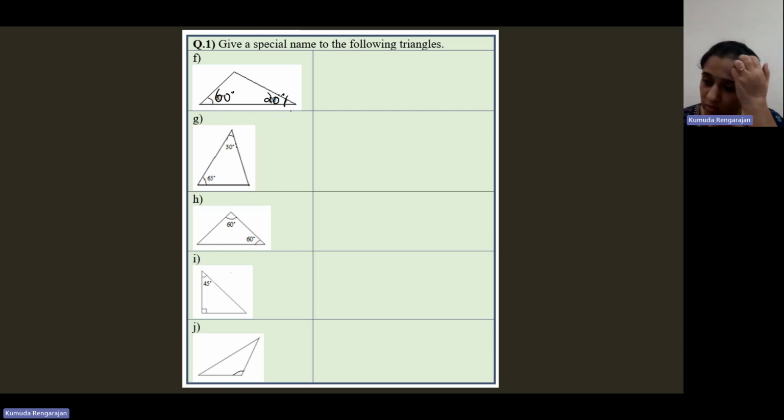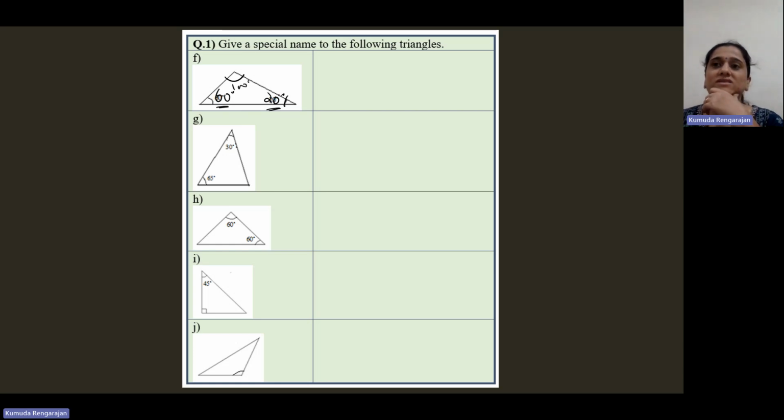Now when you have to give the name acute angled triangle to a triangle, you must make sure that all the three angles are acute, not only two or not only the given angles. If you have to call a triangle an acute angled triangle, all the three angles must be acute. 60 is acute, okay? 20 is acute. What about this? You should find. Otherwise, you cannot name it as an acute angled triangle when you didn't check on the third angle.